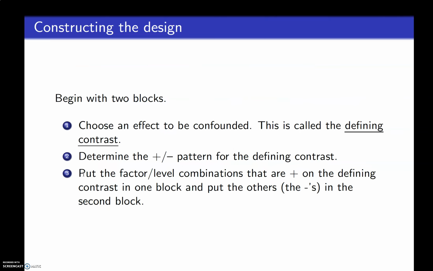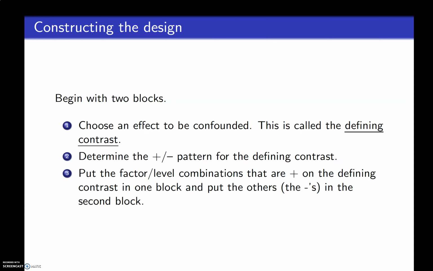Okay, so we begin with 2 blocks, just to give you an applied example here. We choose which effect is going to be confounded. This is called our defining contrast, the one where we know we want to confound, or kind of throw that effect under the bus, so to say. Then we determine the plus minus pattern for that defining contrast.